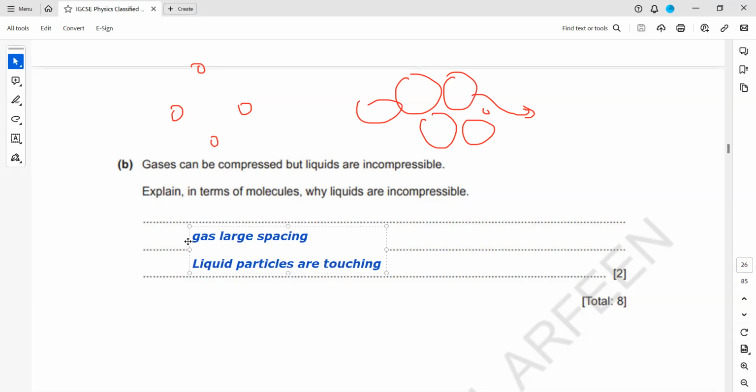So these are some questions from thermal physics.